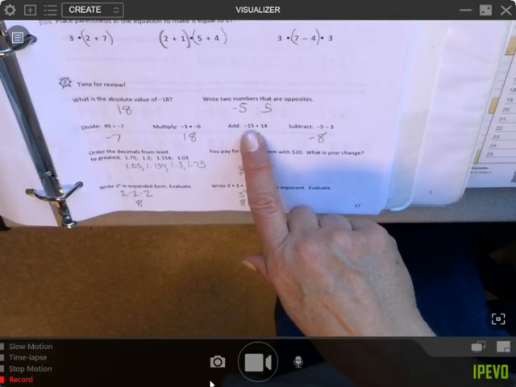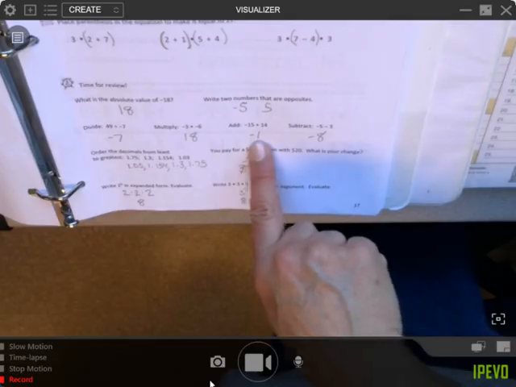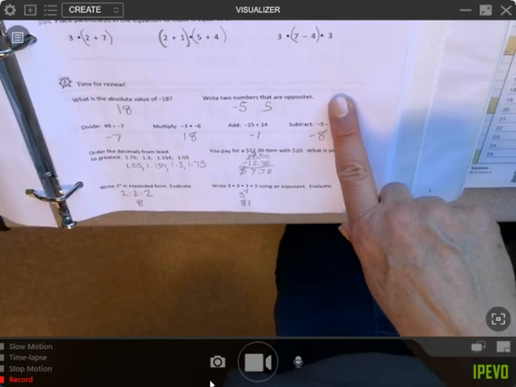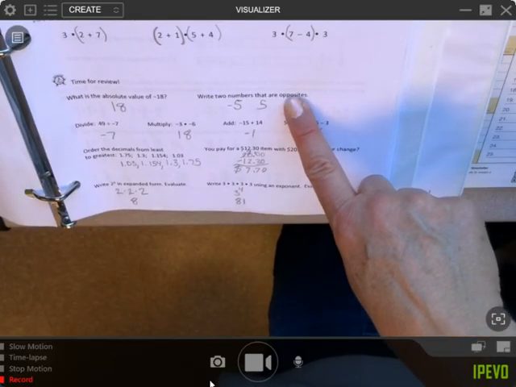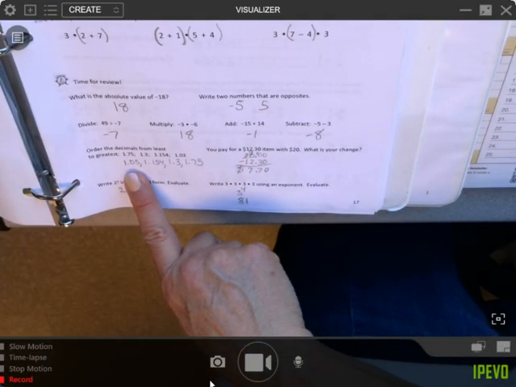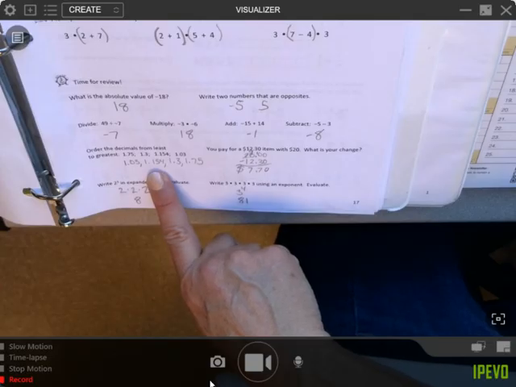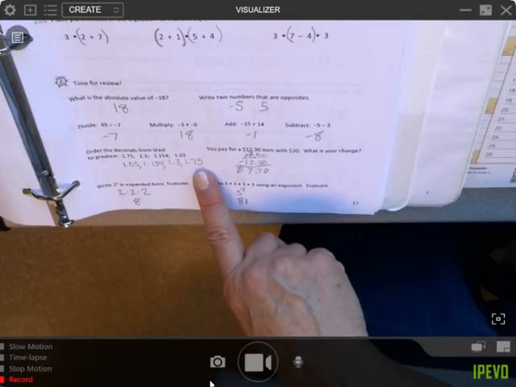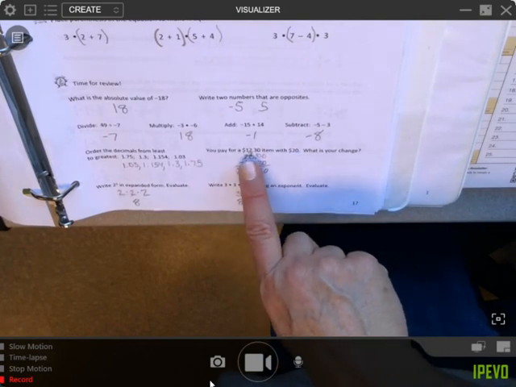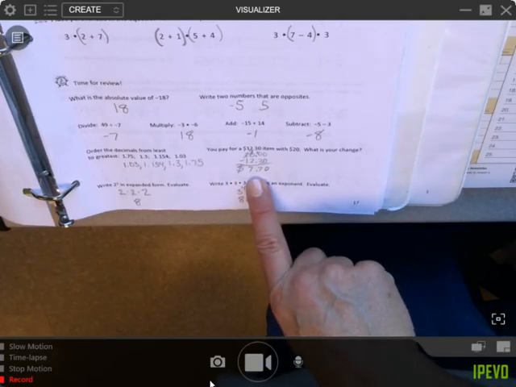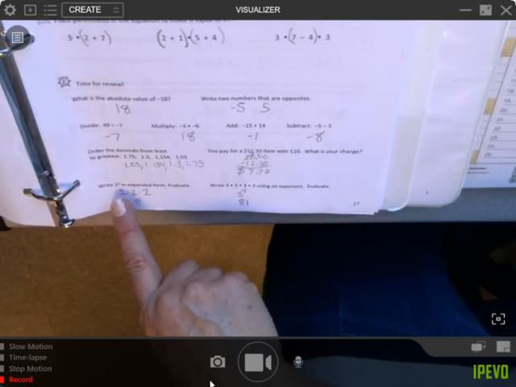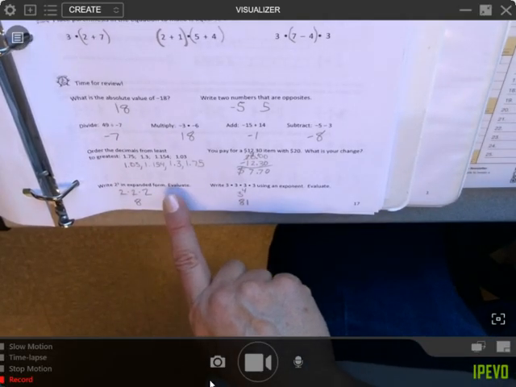-15 plus 14, when we add, we go to the right on the number line, so it is -1. -5 minus 3, we start at -5. Subtracting, we go to the left, so it is -8. Putting our decimals in order, we have 1.05, 1.5154, 1.3, 1.75. If we paid with a $20 bill, we take out the $12.30. Our change is $7.70. 2 to the third power in expanded form is 2 times 2 times 2.